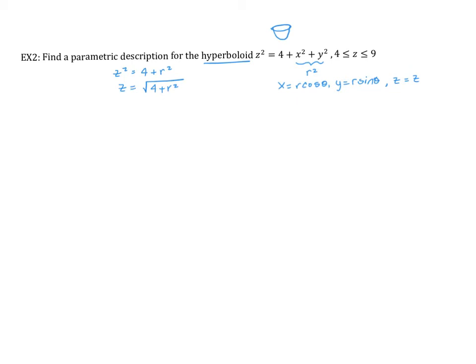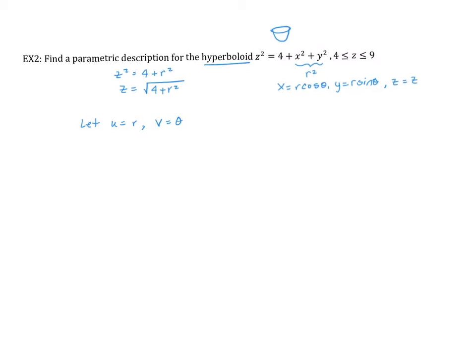And now I have to define my u and my v. So I know that x is r cosine theta, y is r sine theta. So I have an r and a theta. So it makes sense for me to try u equal to r and v equal to theta. And then I'll see what happens.